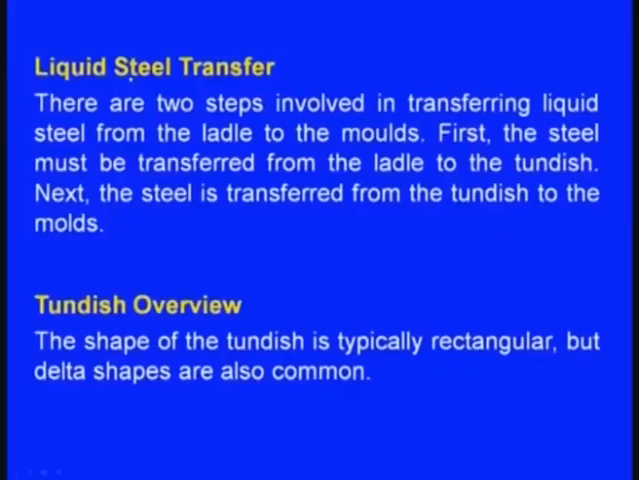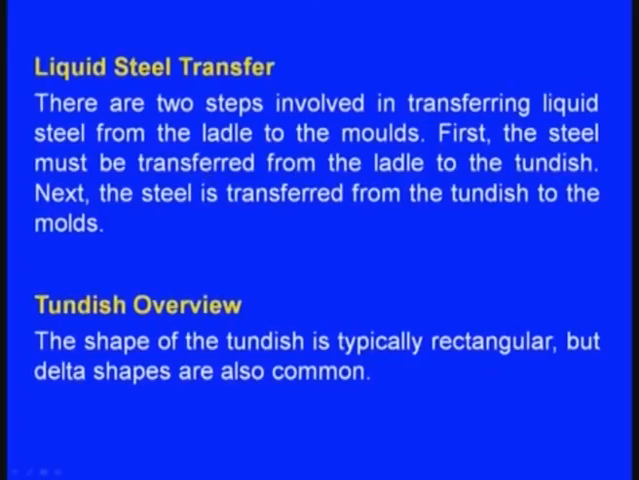Next one, let us see some important terms in the continuous casting. One is the liquid steel transfer. So, there are two steps involved in transferring liquid steel from the ladle to the molds. First, the steel must be transferred from the ladle to the tundish. Next, the steel is transferred from the tundish to the mold.